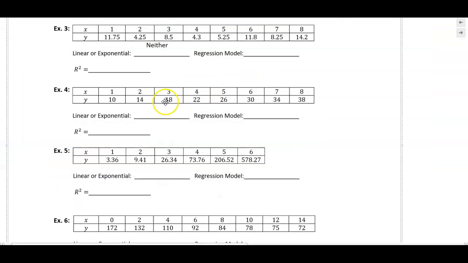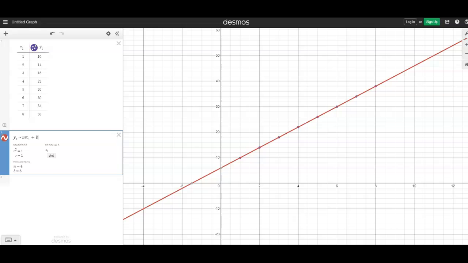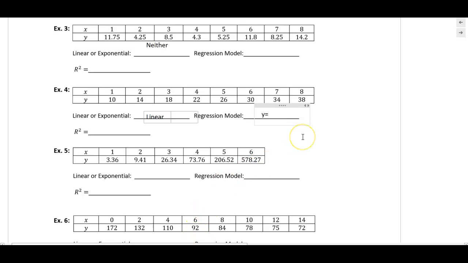Okay, so we're going to come over here. We know this is definitely going to be linear. The regression model is y equals, let me go back real quick. It was 4x plus 6. So m is 4, b is 6. So y equals 4x plus 6. And the r squared value was 1 because that's almost an identical fit.